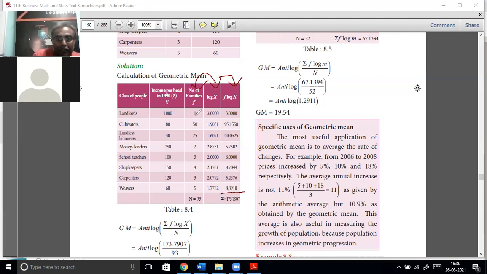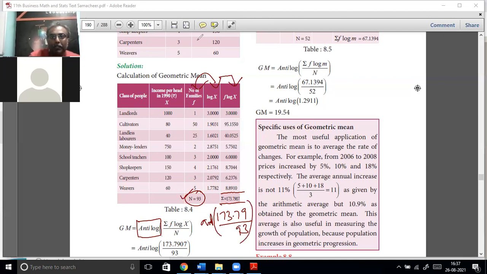Then frequency 1 plus 50 plus 1, 51. 76, 77, 78, 79, 80, 81, 85, 86, 87, 88. 88 plus 5, 93. Okay, this is correct. 93. You got N. Now this is sigma of the log. Now what you have to do? You have to say anti-log of 173.79 divided by 93. So first find 173.79 by 93.